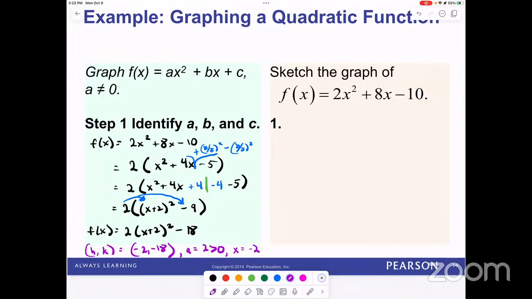All right. So if we're at negative 2, negative 18, that puts us in quadrant 3. The parabola opens upward. Okay. So let's go here. What's the time?